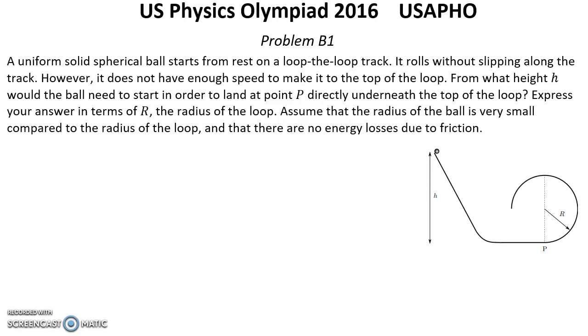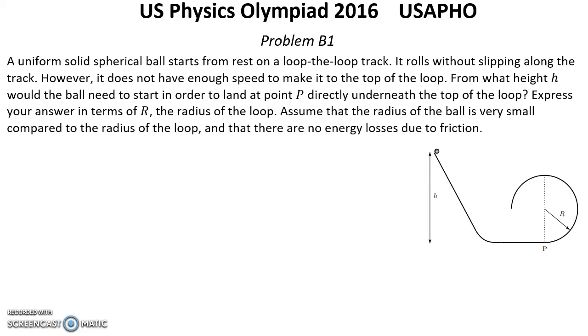Problem B1. A uniform solid spherical ball starts from rest on a loop track. It rolls without slipping along the track. However, it does not have enough speed to make it to the top of the loop.